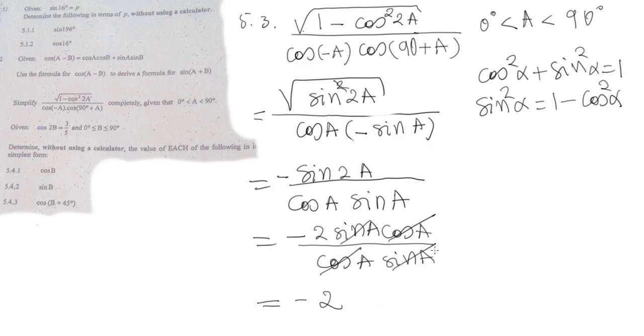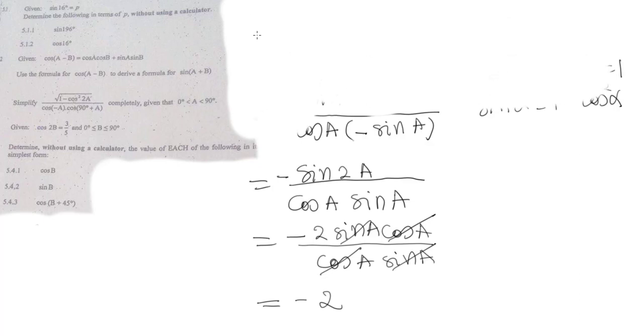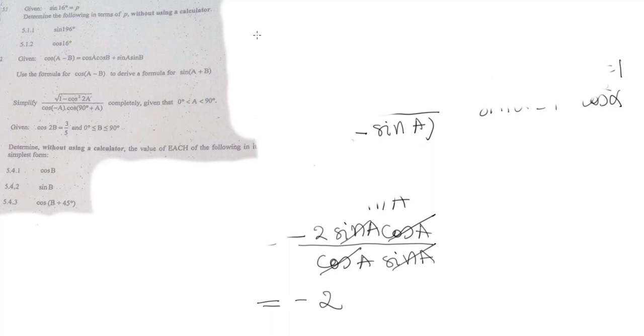All right. Now let's move to the next question. So the answer is minus 2. Let's move to our next question, question 5.4. First of all, what is given to us is cos 2b equal to 3 over 5. So what will be cos b?